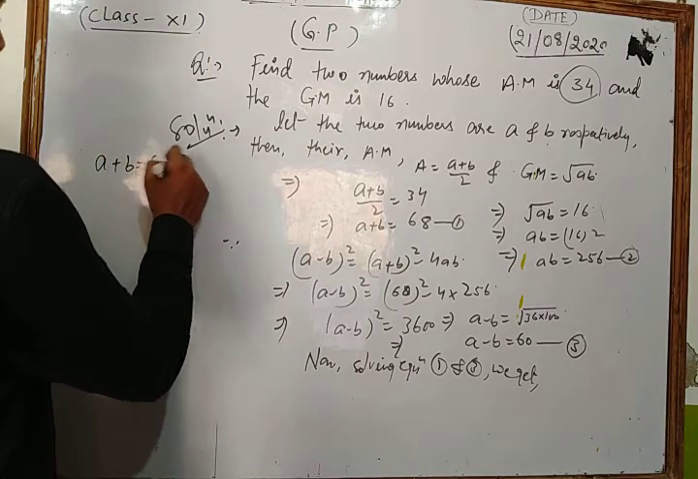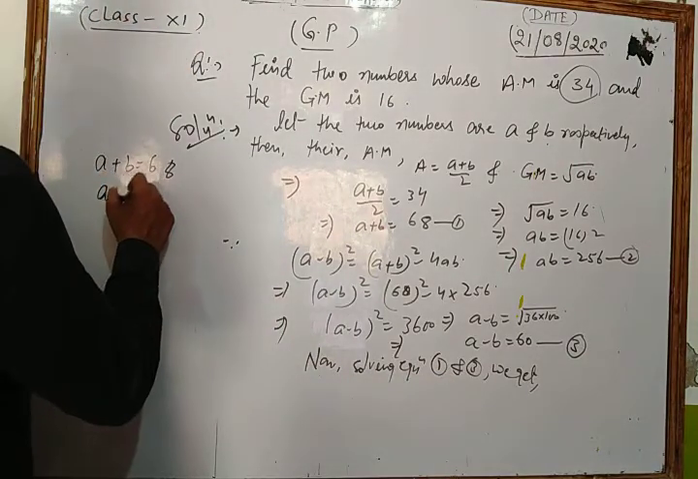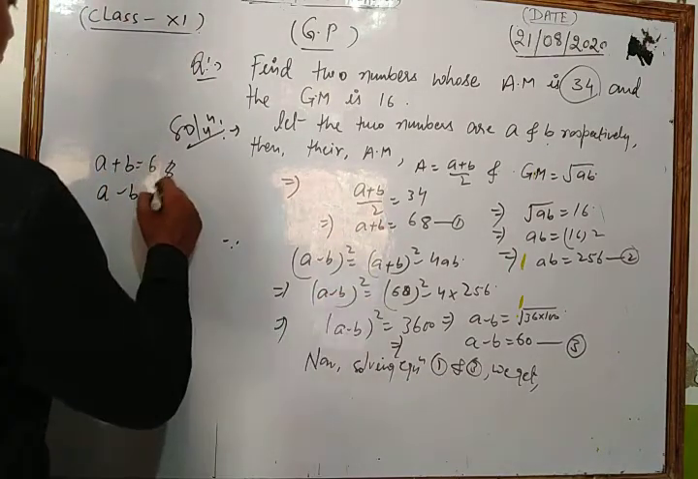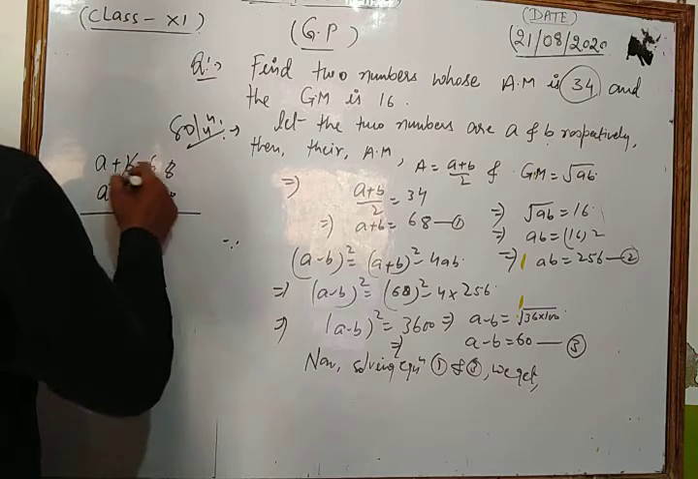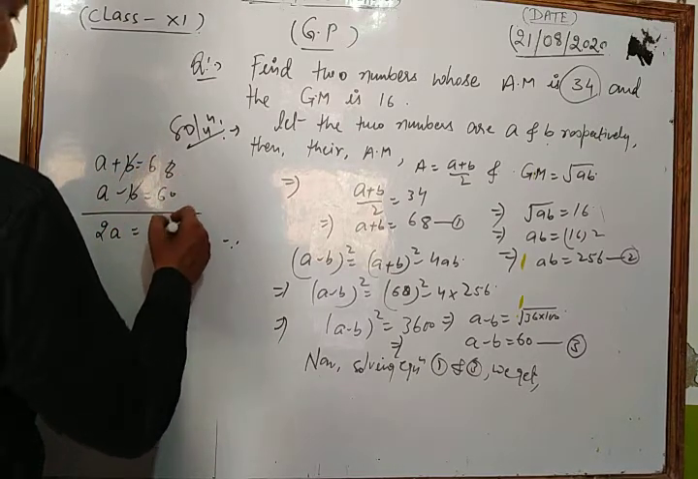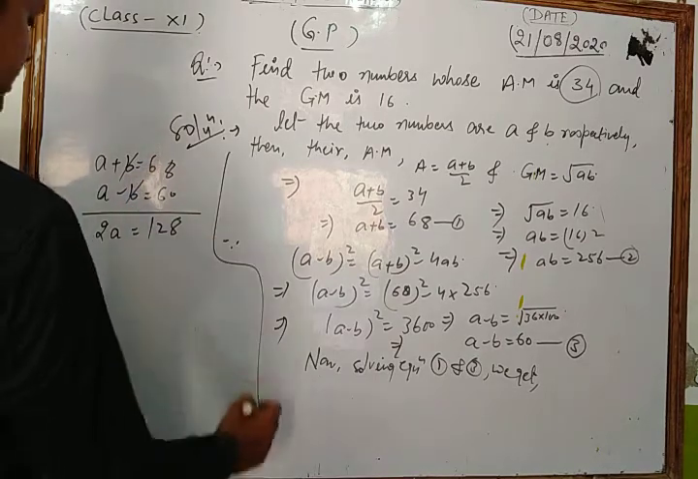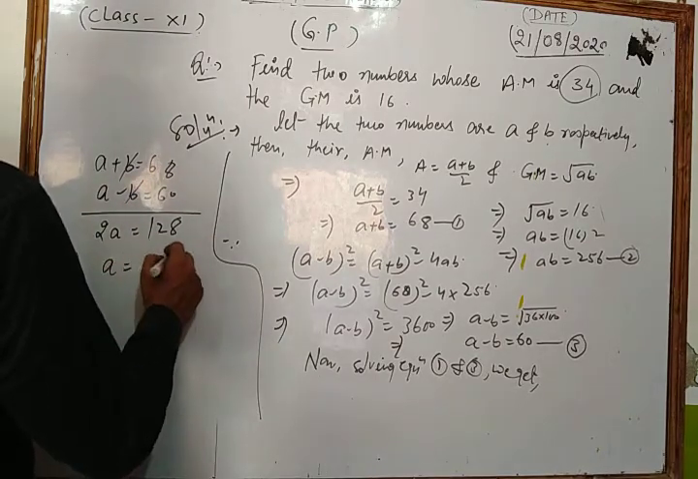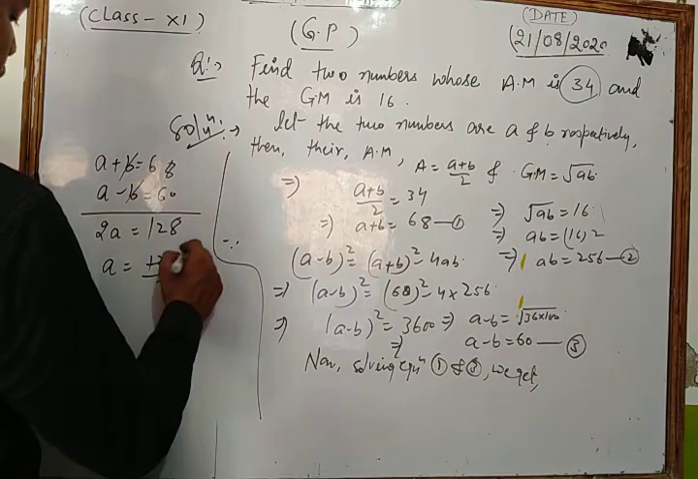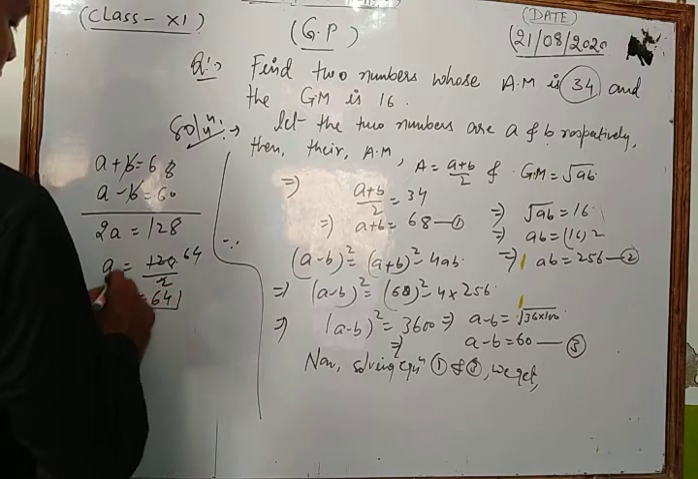A plus b is equal to 68. This is one equation, and the third equation is a minus b is equal to 60. Adding them, b cancels out, so 2a is equal to 128. So a is equal to 128 upon 2. 2 6s are 12, 2 4s are 8. So the value of a is equal to 64.